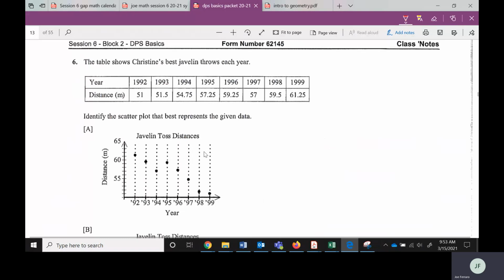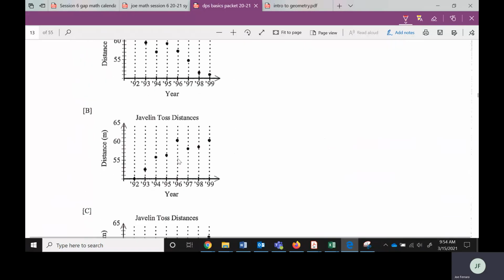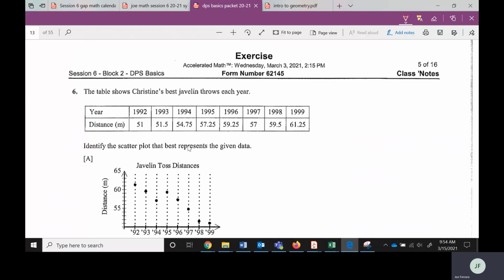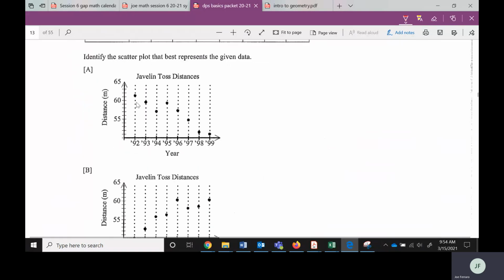Okay. All right, number 6. You just have to find which scatter plot represents this data. Again, I'm not going to do this whole thing for you. I'm going to start it for you, and you can figure out which answer you should have. So what you want to do is just go through one by one and see if you can eliminate one of these. So 1992 has 51. So here, 1992, well, it's over 60. Okay, so that's not right. So this answer is gone.